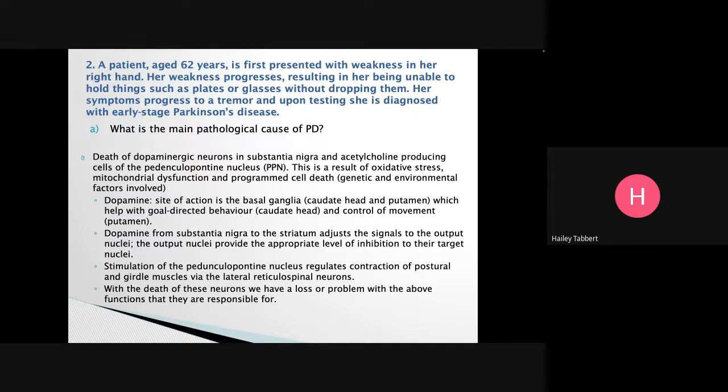Dopamine from the substantia nigra to the striatum adjusts the signals to the output nuclei, and the output nuclei's job is to provide the appropriate level of inhibition to the target. So if they're inhibiting too much, you'll have those hypokinetic disorders, and if they're not inhibiting enough, you'll have the hyperkinetic disorders. Stimulation of the pedunculopontine nucleus regulates contraction of the postural and girdle muscles. And with the death of these neurons, we have loss or a problem with all of the above functions, any function that the striatum and the basal ganglia are responsible for.